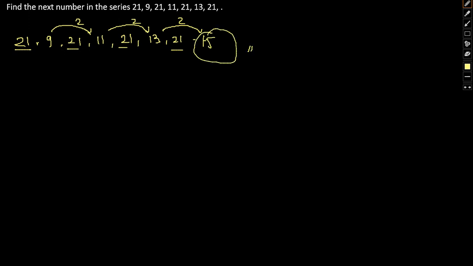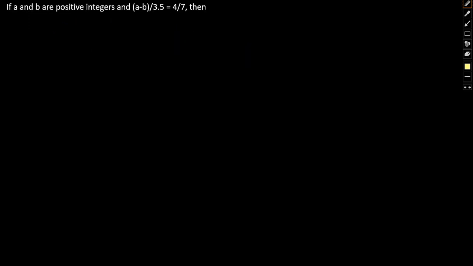Okay, so let's look at another question. Yeah, so here this is a very interesting one. It's basically about inequalities in general. If a and b are positive integers such that a minus b divided by 3.5 is equal to 4 by 7, we need to find the relation between a and b. Okay, so let's take a look.